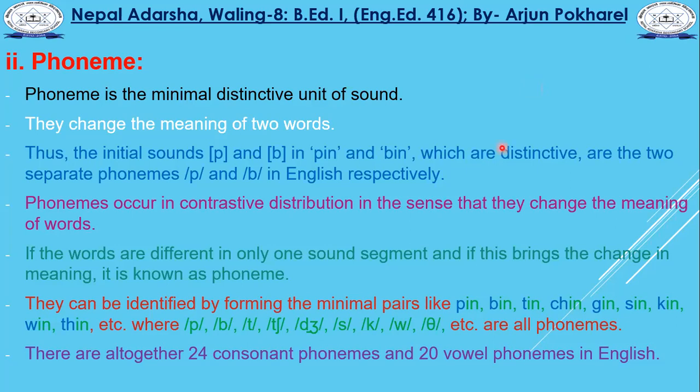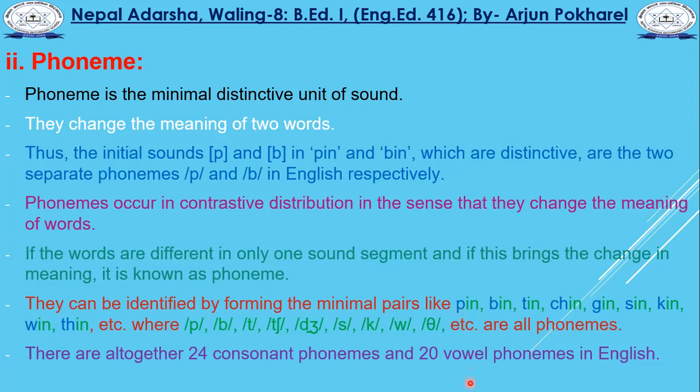For example, /p/ is sometimes aspirated, sometimes unaspirated. /t/ is sometimes one way, sometimes another. /k/ is sometimes one way and sometimes another. Okay, this type of variant of the same phoneme, the variant forms of the same phoneme, is known as an allophone. Okay, allophone. Okay, can I move ahead?